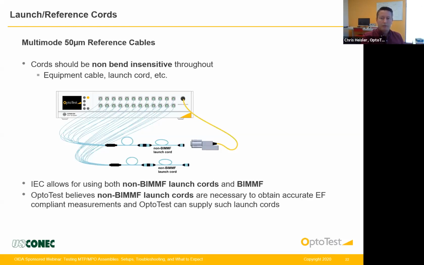Optotest can supply reference cords built from non-bend insensitive multi-mode reference grade 50 micron fiber and we have the stance that these cables are a must when testing with an encircled flux compliant launch. Encircled flux must be maintained through connections, and as such, high quality connectors should be used on the equipment cords and launch cord matings. Non-bend insensitive fibers should be used to help maintain an encircled flux compliant launch.